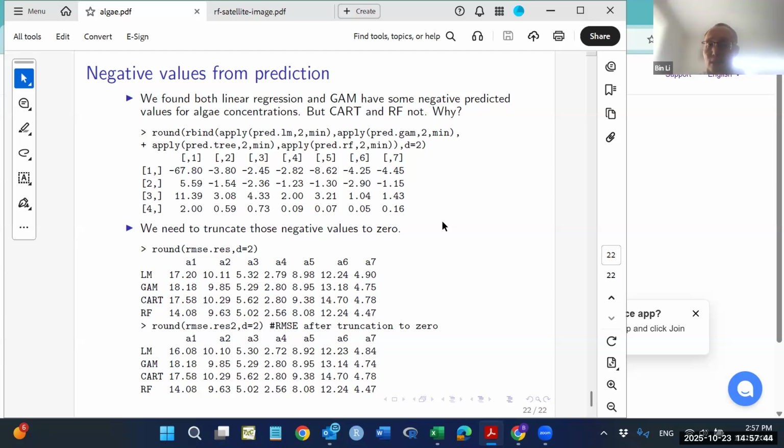Okay, so this is an example that shows how you do the data mining. I hope that can be helpful for your group project. Any questions? Okay, let's stop here.